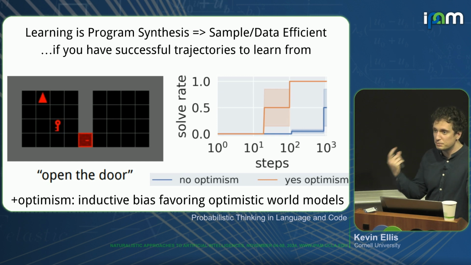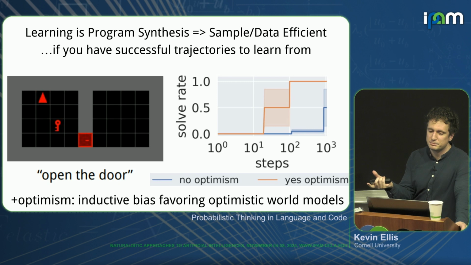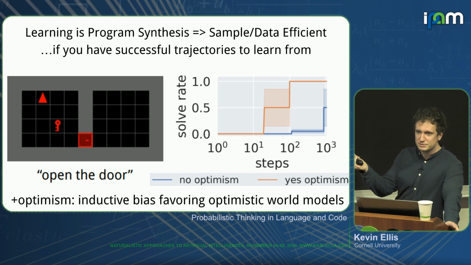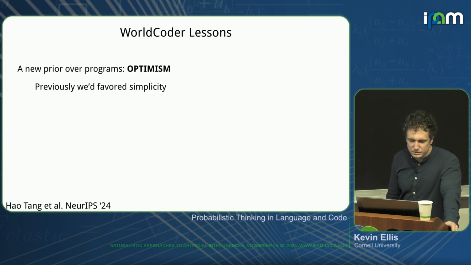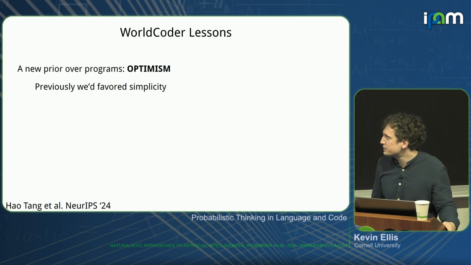So when you have multiple world models, you should prefer one, all else being equal, that predicts that you can achieve reward. This means effectively, the world model hallucinates different rewards, and even if those are wrong, it at least gets you kind of moving and trying new things. And as a consequence, when you add this optimism bias, you learn from far fewer examples. So that was a lesson for us. Instead of just favoring simplicity, we also want to favor some optimism in our world models.